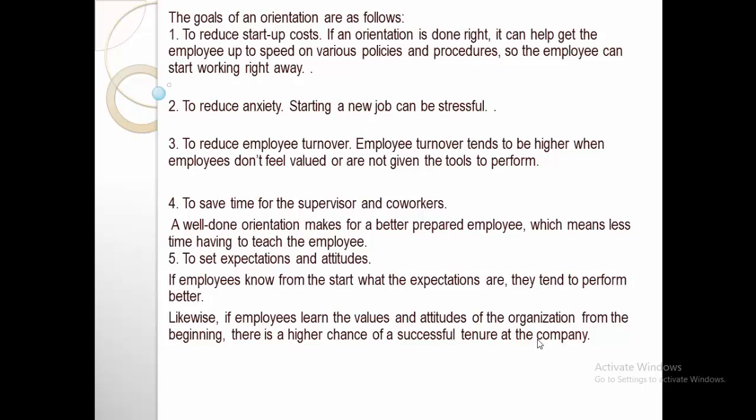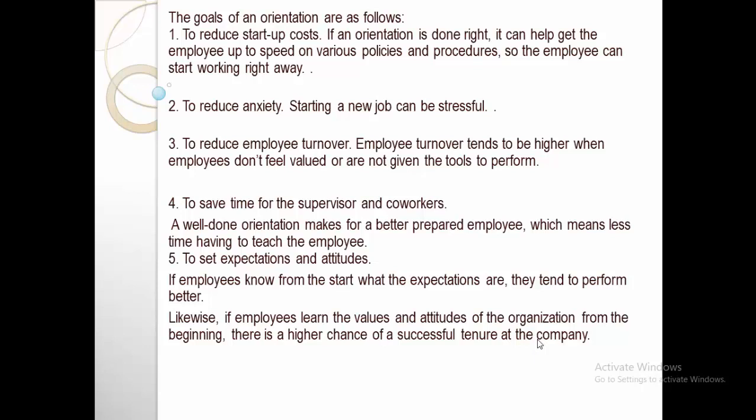To reduce employee turnover. Turnover tends to be bigger when employees do not feel valued or are not given the tools to perform. Orientation and socialization are a must, because if they are done, the employee becomes mentally ready to be part of that particular organization, and the commitment to the organization increases. This reduces the turnover.